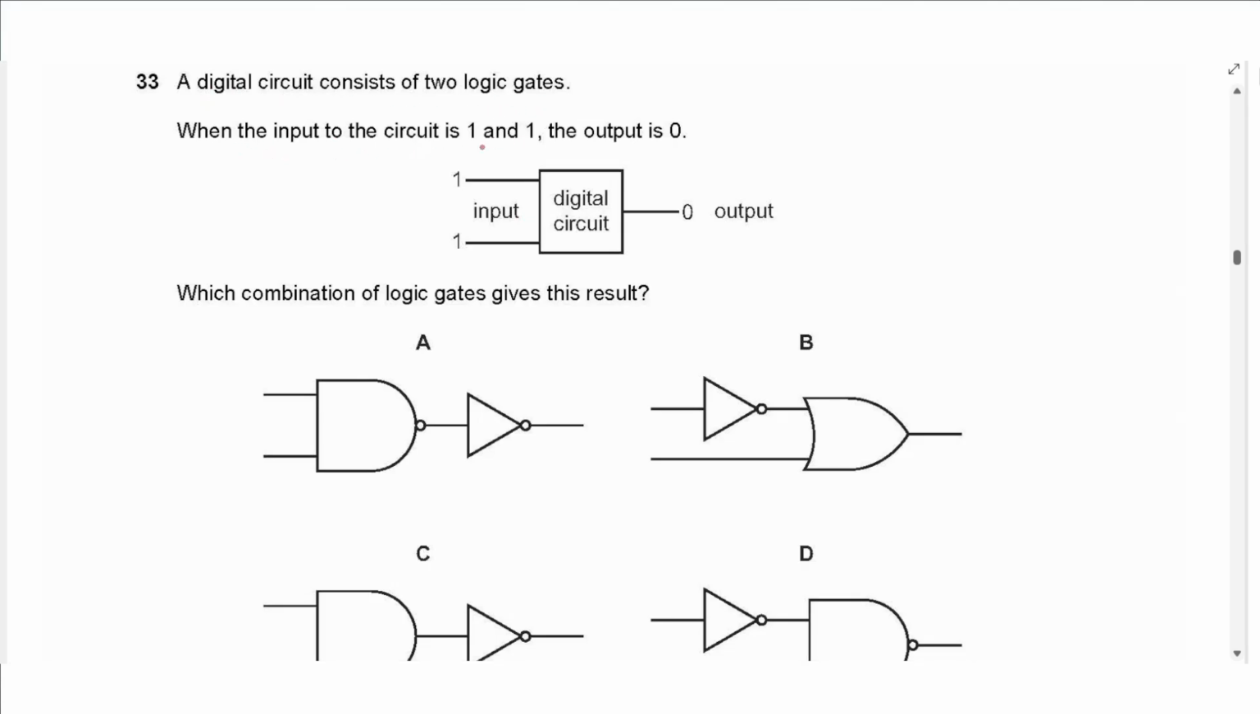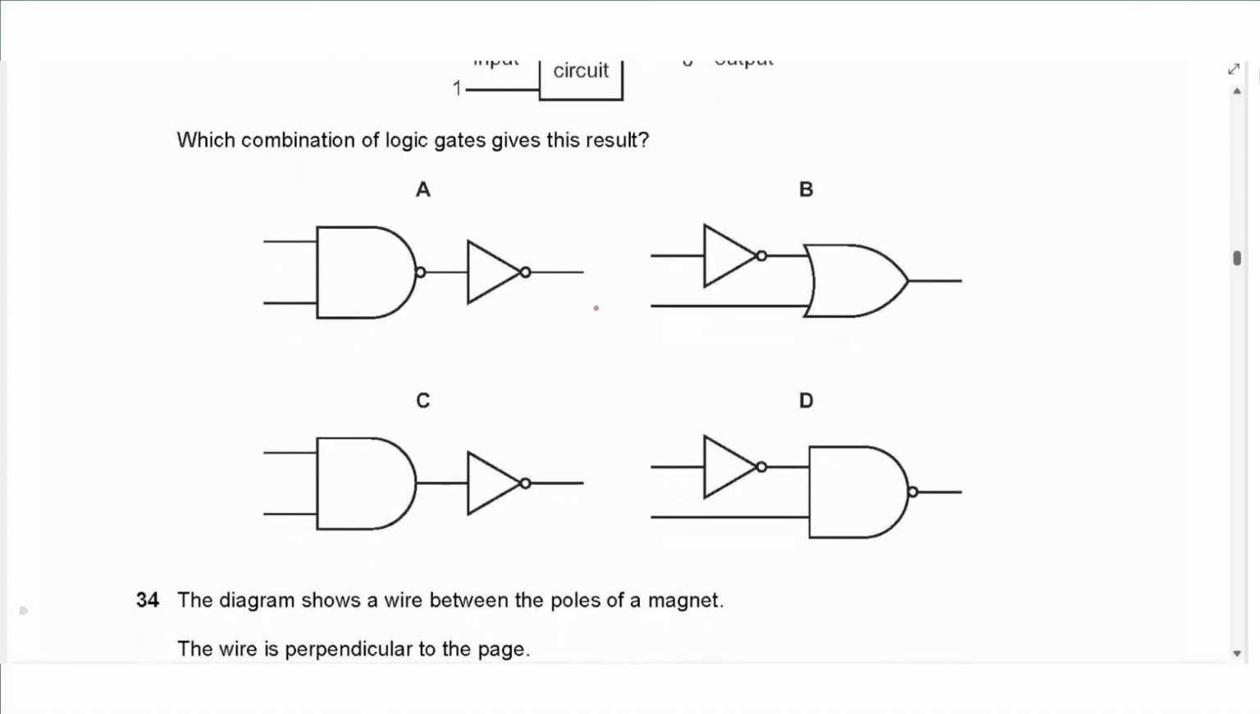In question 33 it says a digital circuit consists of two logic gates. When the input of the circuit is 1 and 1, the output is 0. Which combination of logic gates gives the result? So we just use trial and error. If you enter 1 and 1 to an AND gate, you get 1, but to a NAND gate, you get 0. Then it gets reversed to 1. So this is not the answer. 1 entering a NOT gate, you get 0, and 1 and 0 to an OR gate, you get 1. So this is not the answer. Choice C, 1 and 1 to an AND gate, you get 1. Then you reverse it through a NOT gate, you get 0. So this is the answer, C.